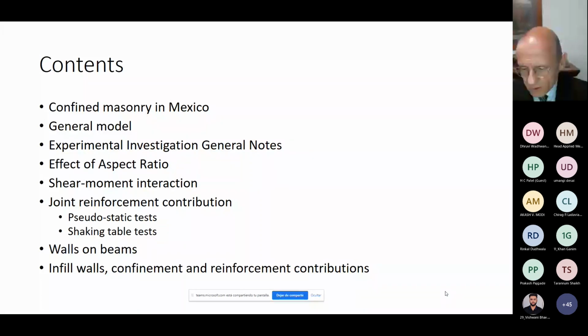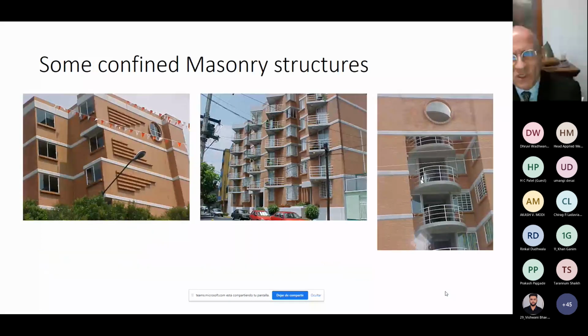So if I may, I will start with this. These are some structures of confined masonry in Mexico. I am presenting these structures mainly because the masonry is visible. Not always is the masonry shown like this in these buildings, but these are, as we call it, masonry that is special to be shown. I mean, to be apparent.